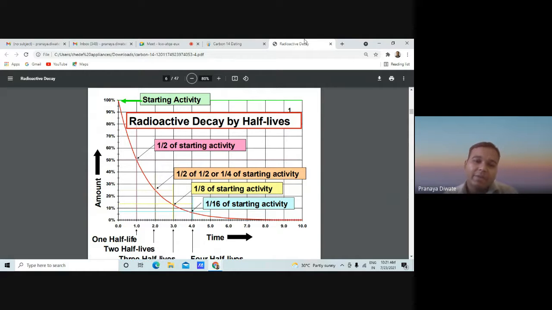Then the 1 gram is again converted to half a gram. This is known as the second half life. Then that half gram is again converted to 0.25 gram. This is known as the third half life. So this is first, second, and third, meaning whatever your material is, the decay is continuous.